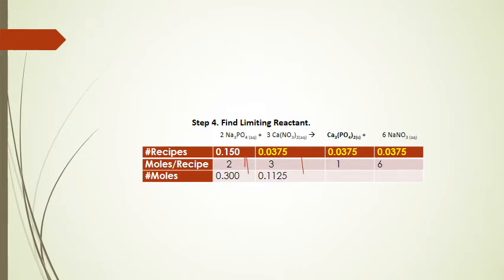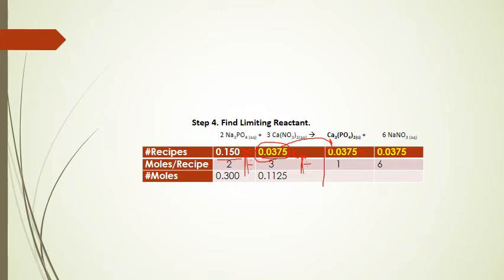All right. Again, so you're going to divide the moles by the moles per recipe to figure out how many times each reactant can do the reaction, and the calcium nitrate you'll run out of first. Okay, you can only do the reaction 0.0375 times with calcium nitrate. Well, with the sodium phosphate, you can do it 0.15. So you're going to run out of the calcium nitrate, and you have some of the sodium phosphate left over. Okay, so that tells you how much product you're going to make.